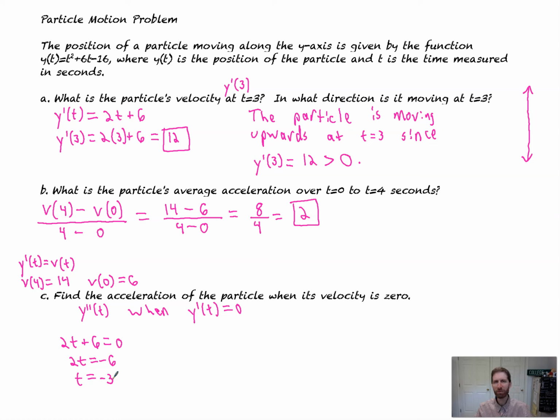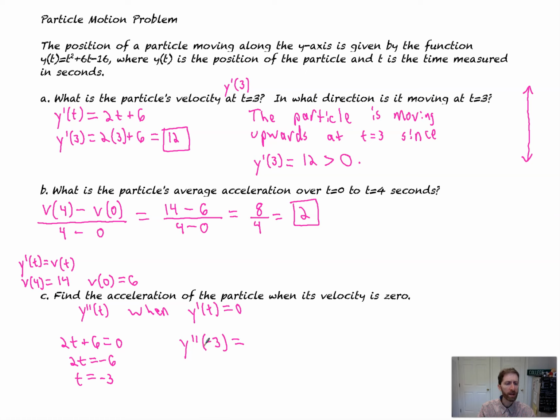Could you have negative 3 seconds? Sure, if it's 3 seconds ago, absolutely. So we want the acceleration 3 seconds before we started. I know that's weird. But let's plug the negative 3 into the acceleration. So it'd be y double prime of negative 3. And that would be the acceleration at the time when the velocity is 0.